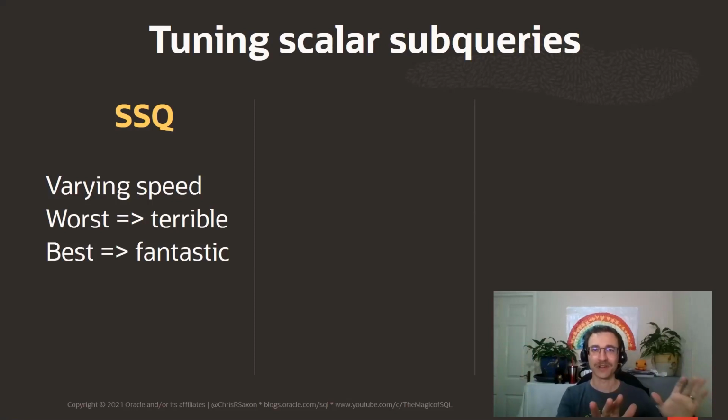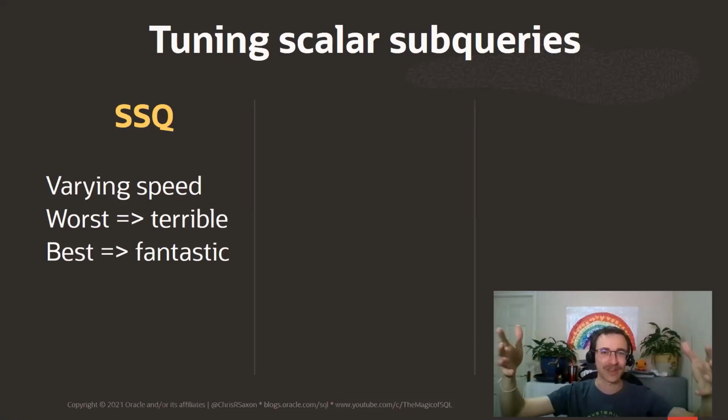In the ideal scenario, everything's hunky-dory, it's all nice and fast. In the worst case, it's truly horrendous, potentially, for scalar subqueries. We're executing full scans or whatever, an expensive subquery, once for every row that the query returns. That can be quite painful.